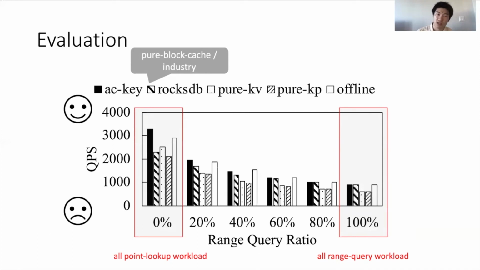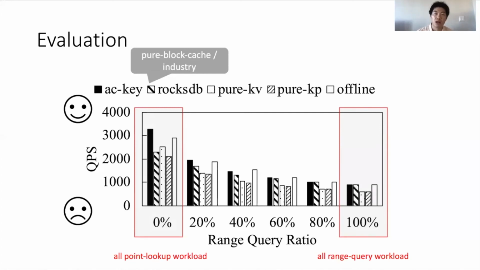One thing to mention is that because the offline scheme only explores combinations at 1/10 granularity, it may miss some optimal points. But our AC key is adaptive. It can explore the whole solution space. That's why it can have even better performance than the one-tenth granularity scheme.